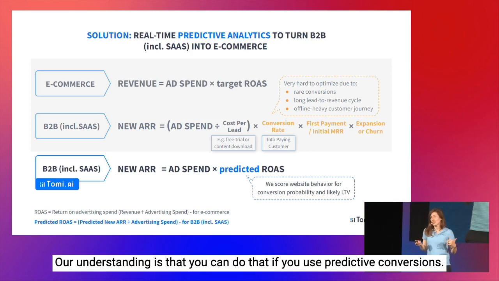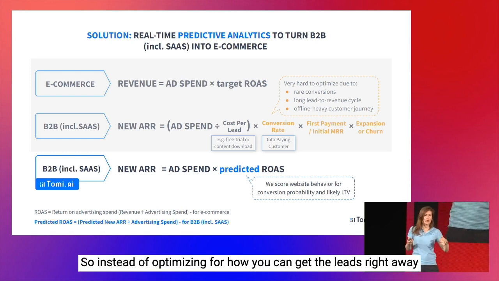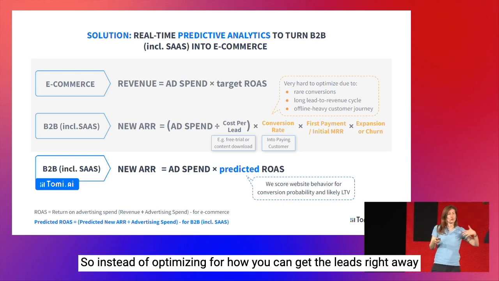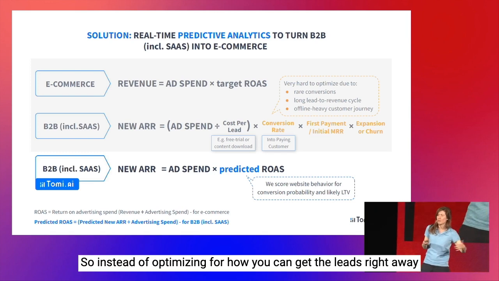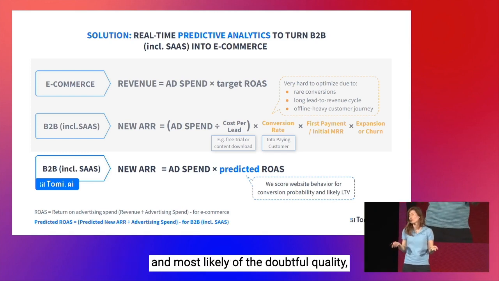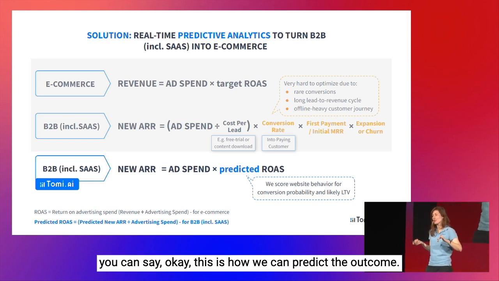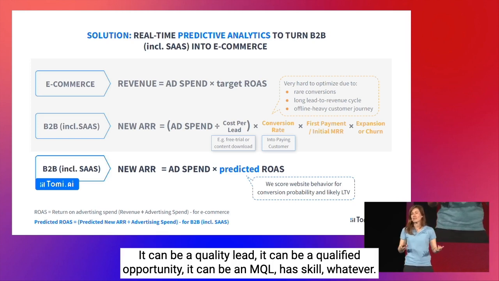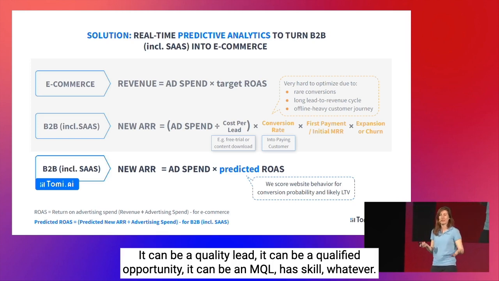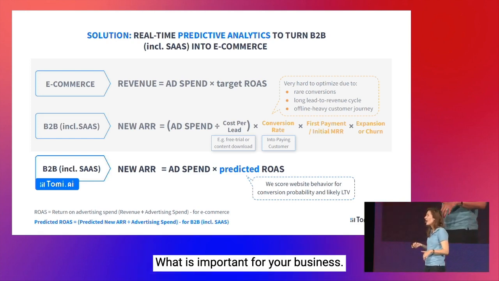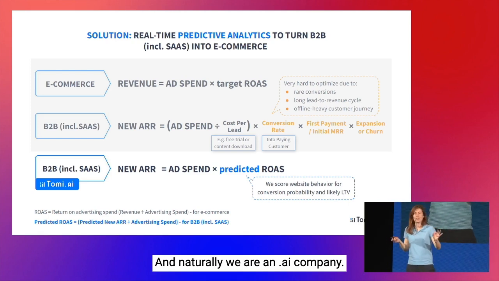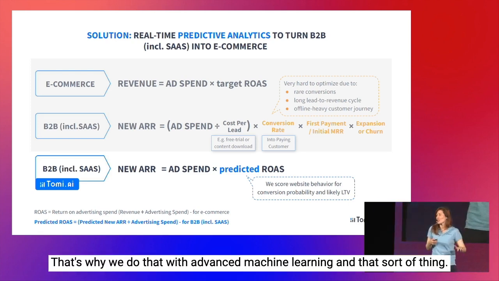Our understanding is that you can do that if you use predictive conversions. So instead of optimizing for how you can get the leads right away, and most likely of doubtful quality, you can say, okay, this is how we can predict the outcome. It can be a quality lead, it can be a quality opportunity, it can be MQL, SQL, whatever. What is important for your business? And naturally, we are an .ai company. That's why we do that with advanced machine learning and that sort of thing.